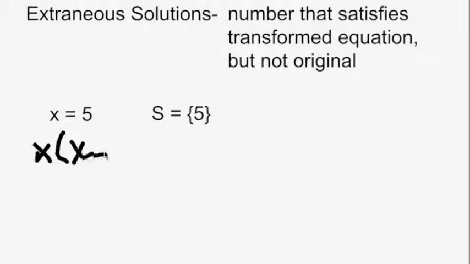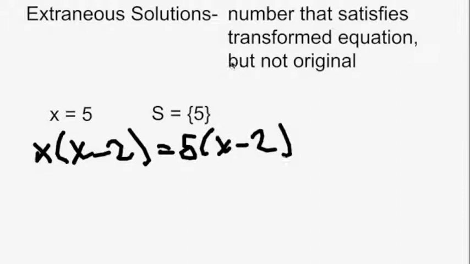One thing you need to be careful of is extraneous solutions. Extraneous solutions are numbers that satisfy a transformed equation, but not the original. So consider the equation x equals 5. Because x equals 5, the solution set is {5}. But if you multiply both sides of the equation by the expression x minus 2, you get x times (x minus 2) equals 5 times (x minus 2), where 5 is still a solution that satisfies the equation.